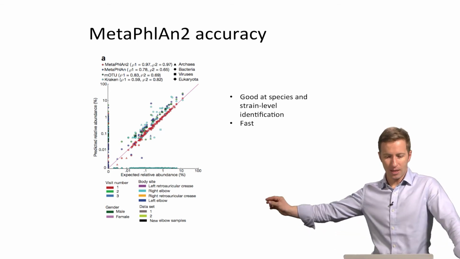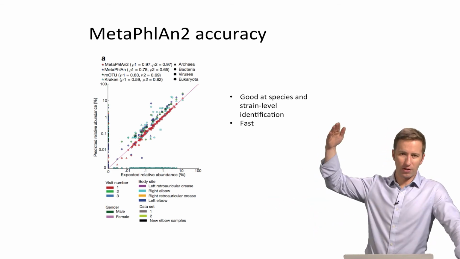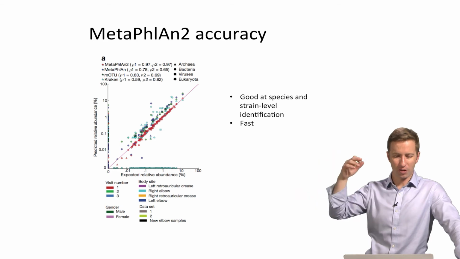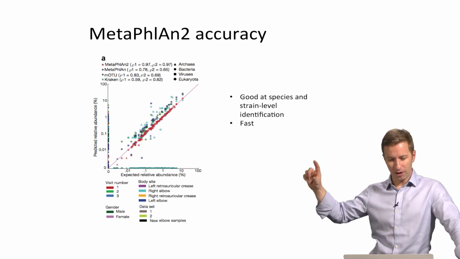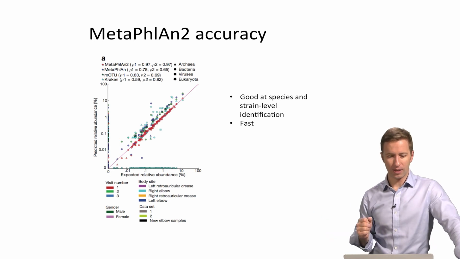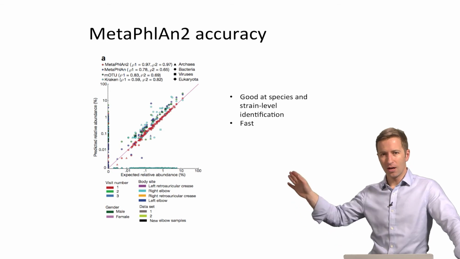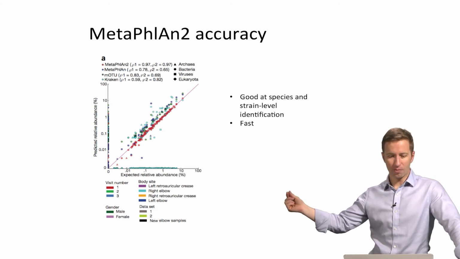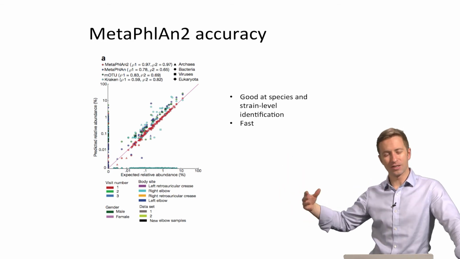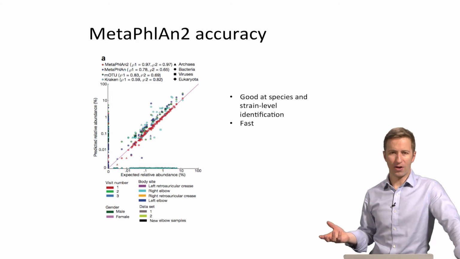And so what you see is that basically MetaPhlAn 2 has very nice correlation with the expected relative abundance and better, lower variance or lower noise than the other methods. Although if you look closely, right along the y-axis, you'll see that there are a number of bugs that are estimated to be there by MetaPhlAn or MetaPhlAn 2 that are in fact not there at all.